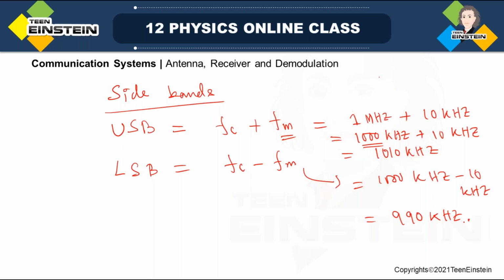Now I'll take up another question from this amplitude modulation part itself. Let me just erase this. I hope you have understood this. These are very simple. You have to understand how many side bands are coming, what the upper side bands and lower side bands are, and how we write those in terms of mathematics. The mathematical formula of them we have to remember.